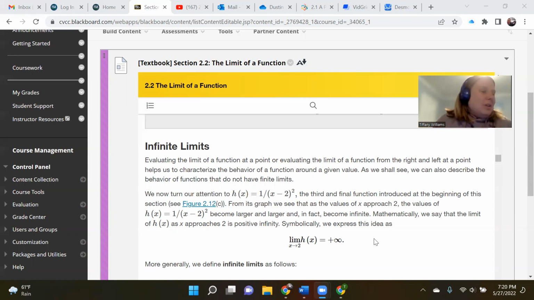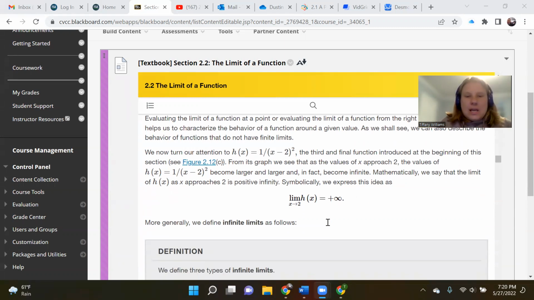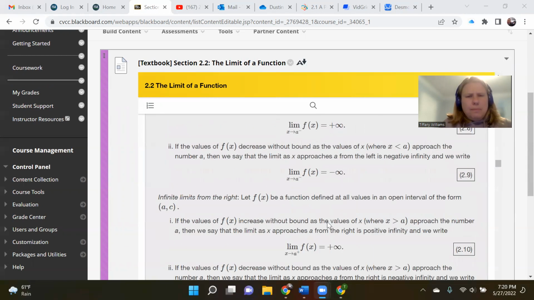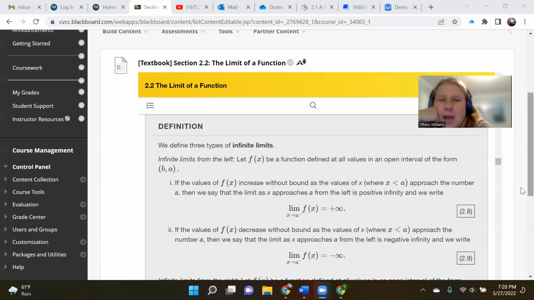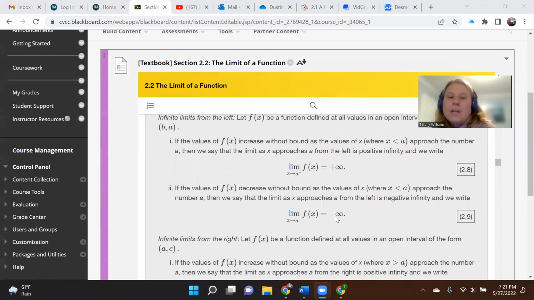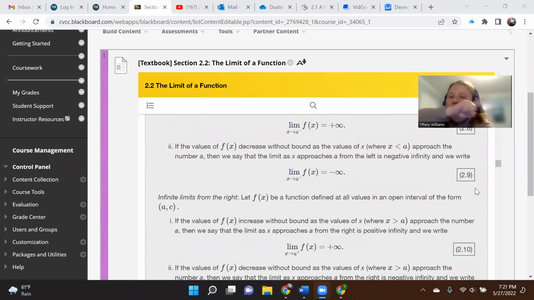Now there are all kinds of definitions that go over this, and there's a big, huge box here that talks about some stuff. So, infinite limits from the left. Let f of x be a function defined at all values in an open interval. I'll let you read all this very technical stuff, but it basically means that if you're coming from the left and you shoot up, your limit is going to approach positive infinity. If you're coming from the left and it shoots downwards, that's going to be negative infinity.